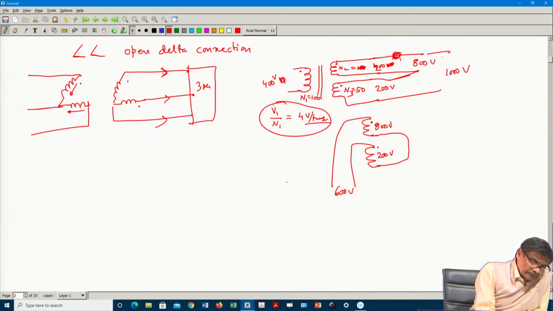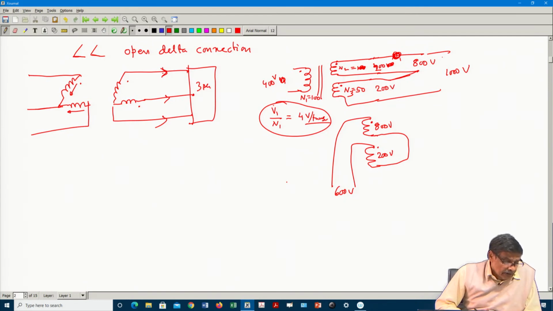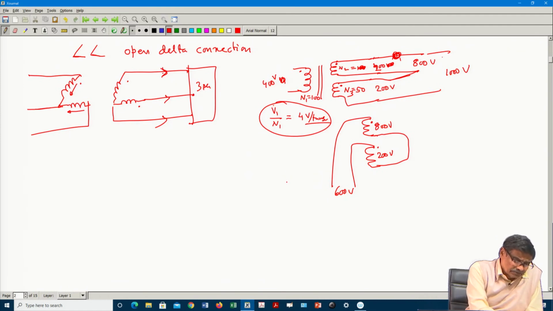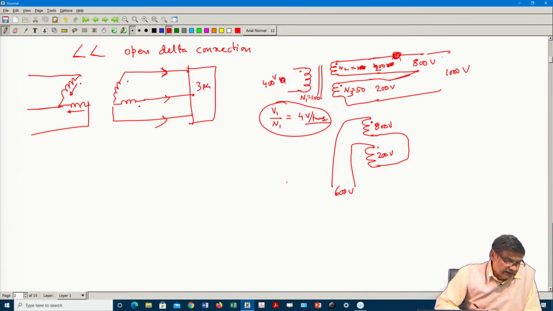Now, additive or subtractive polarity I have discussed. Somebody has asked about per unit values; we are not discussing that. If time permits, at the end I will tell. In a transformer, a 3 phase winding is there.